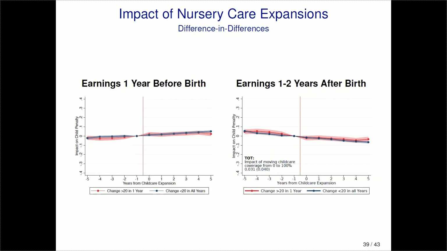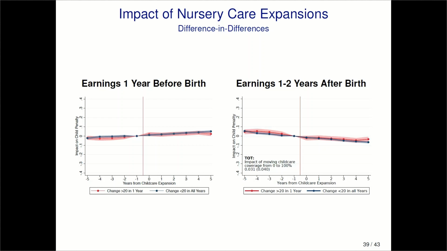So on the left, the outcome is earnings 1 year before birth, and on the right, the outcome is earnings 1 to 2 years after birth. This is just a placebo, of course. We really don't want to see an effect here, and we're not seeing an effect here. That would be a problem for the empirical design if we did. The other one is where we expect to see an effect if there's an effect of childcare, because that's earnings 1 and 2 years after birth. That's precisely when nursery care is binding. And as you can see here, this is a very precise zero. There's really no effect. So the two groups track each other.